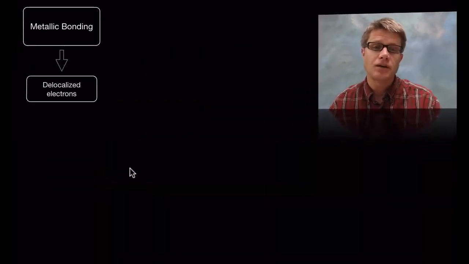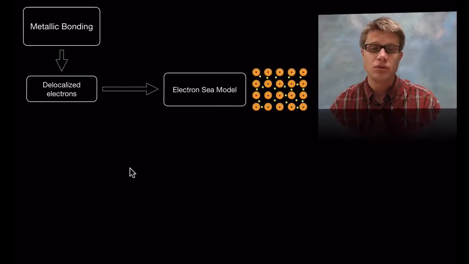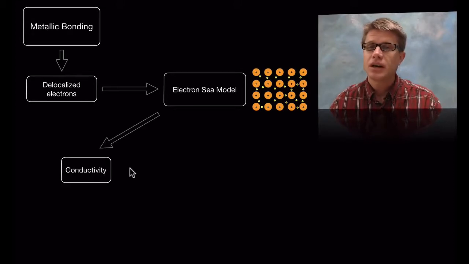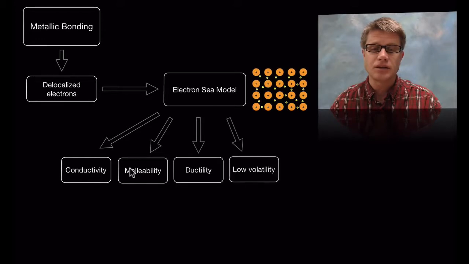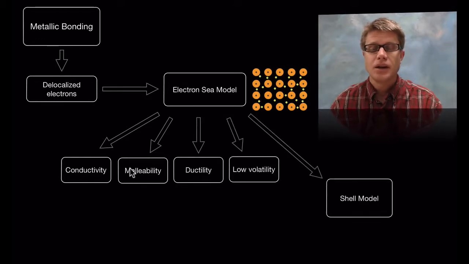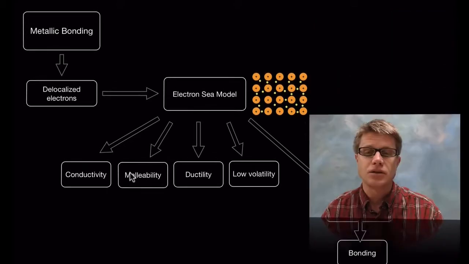And so in metallic bonding, what we have are delocalized electrons, or electrons that have a freedom to move. And the way we visualize that is through this electron sea model. It accounts for a lot of the properties of metals, like their conductivity, malleability, ductility, low volatility. And sometimes we have to go to the shell model, however, to explain new phenomenon, and we'll get to that when we're looking at melting point. And all of that has to do with bonding.